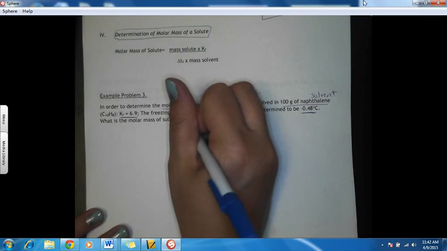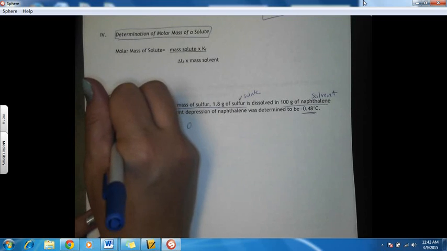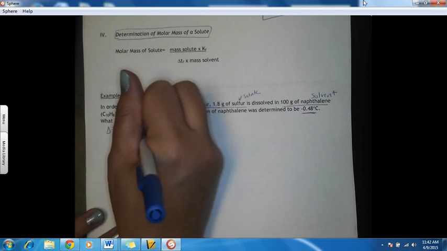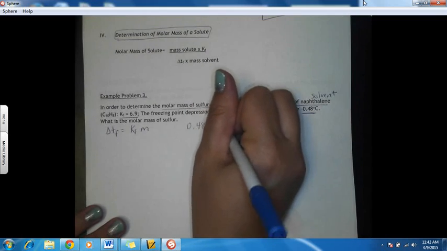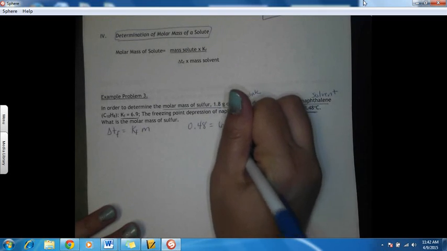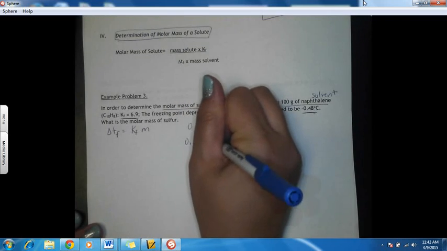So that's our delta Tf equals our Kf times our molality. So 0.48 is how much it dropped by, and that's equal to our 6.9 times our molality. So we can find the molality by dividing 0.48 divided by 6.9, and we get two significant figures, what we're allowed, so 0.070 is our molality.